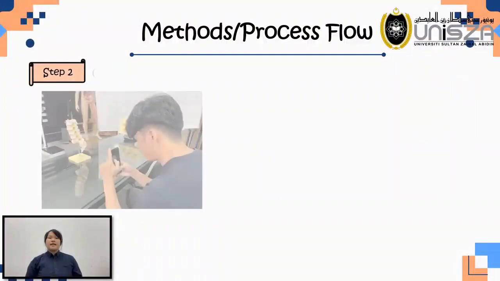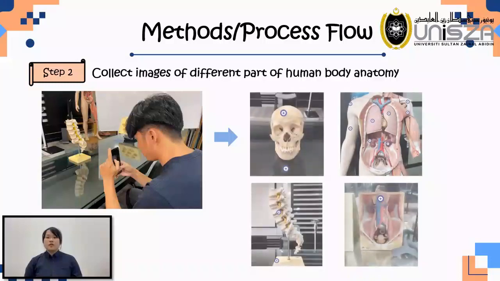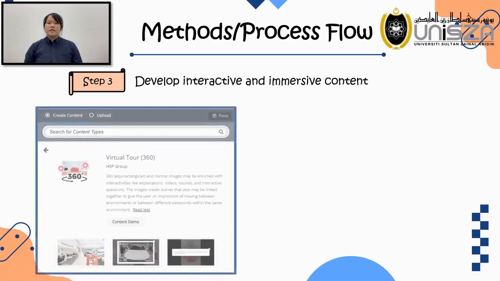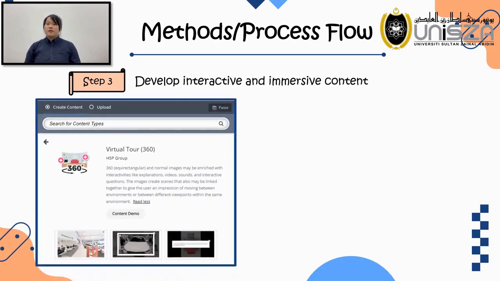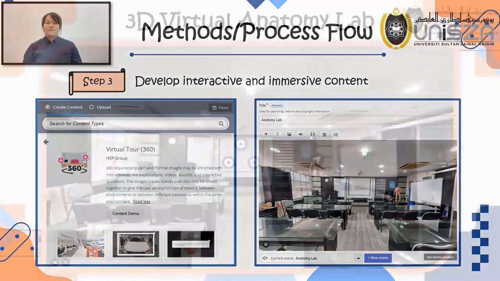The second step is collecting images of different parts of human body anatomy to develop interactive content. And the last step is to develop interactive and immersive content by integrating the 360-degree panoramic image into H5P software. Once integrated, the images were edited to make them more interactive. A title and description were added to the virtual environment.